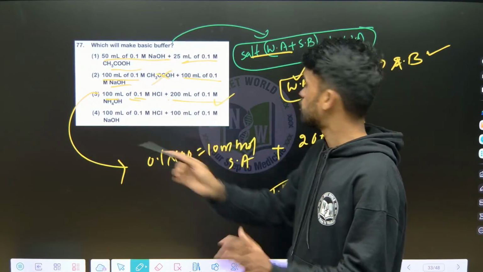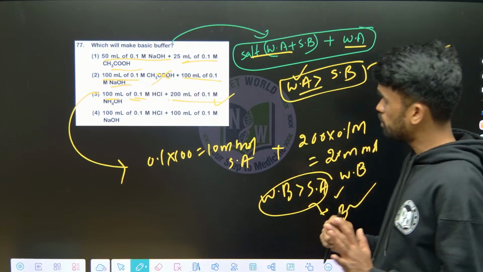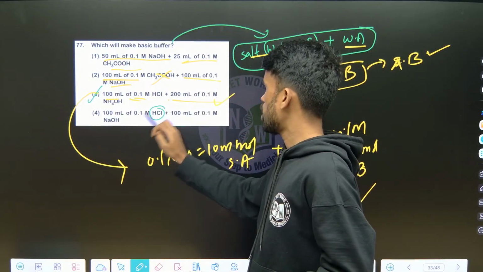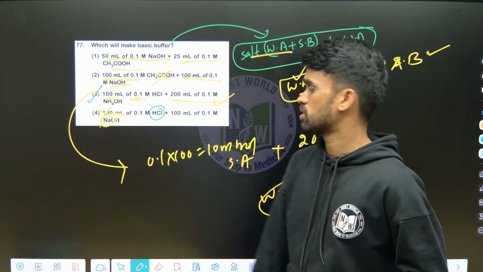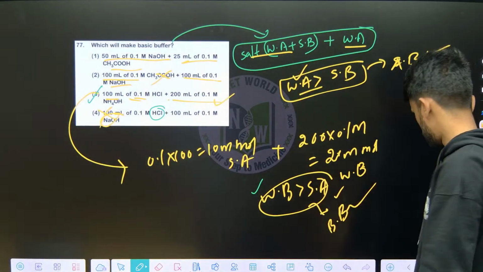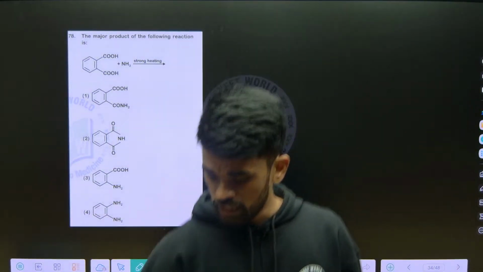Other options are not forming a buffer. So this is about acidic buffer, this is about basic buffer. I hope it is clear. So option 3 is correct. You can see here, strong acid and strong base won't form a buffer. I hope the explanation is clear. Then try this question, an easy question.